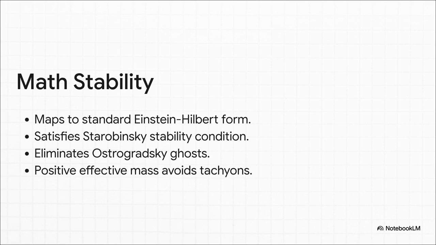But through rigorous stress testing, specifically Jordan to Einstein frame transformations, this highly complex math maps cleanly back to standard functional forms. It satisfies vital stability checks, like the Starobinsky stability condition. Because the equations remain strictly second order, it completely eliminates those phantom Ostrogradsky ghosts. And since the effective mass squared of the new field is positive, it avoids tachyons entirely. The math is, quite frankly, beautifully stable.